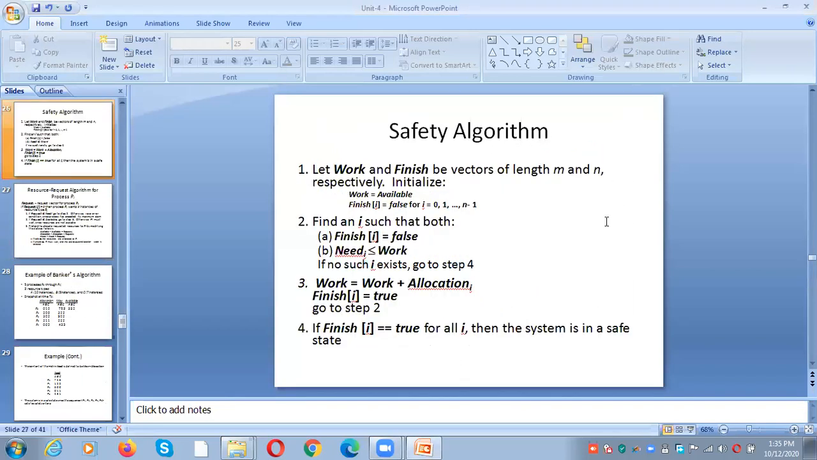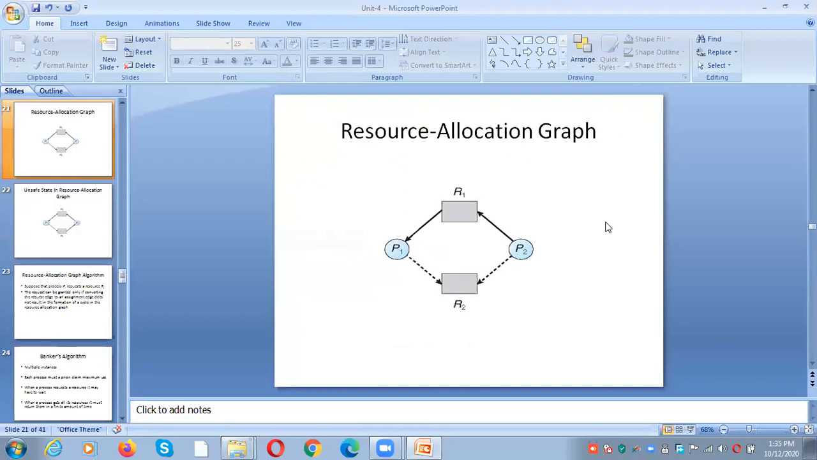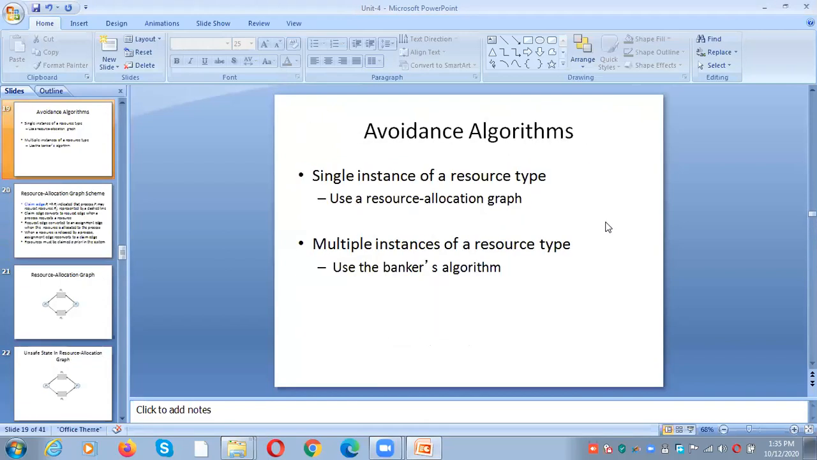I will show you once again. So these two are the avoidance algorithms. Under the avoidance algorithm, we need to discuss two topics: single instance of a resource type, and the second one is multiple instances of a resource type.